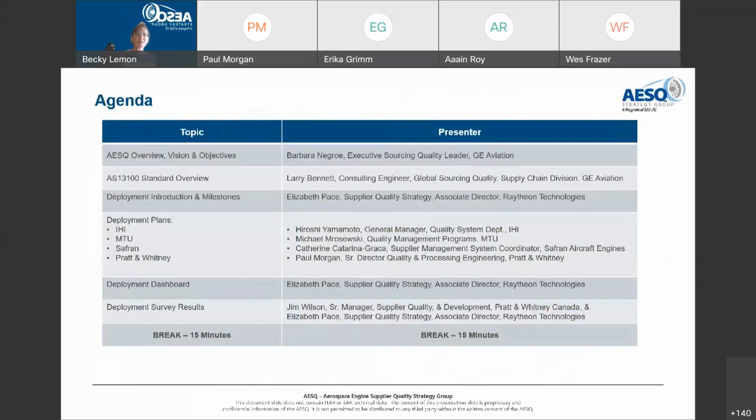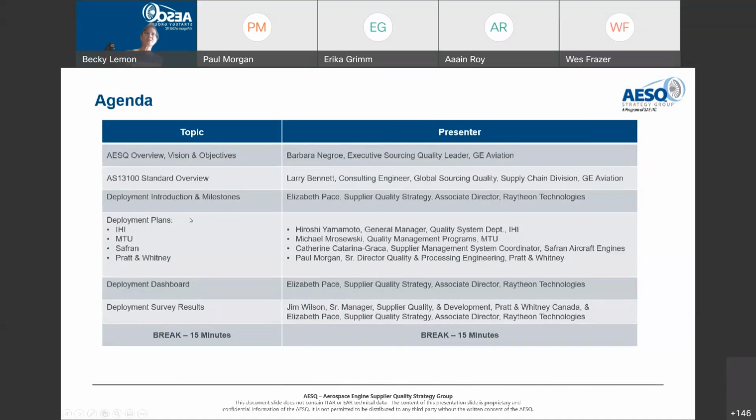Today's agenda is a packed agenda. We will be doing an AESQ overview, vision and objectives, presented by Barbara Negroe, Executive Sourcing Quality Leader at GE Aviation, followed by an AS13100 standard overview from Larry Bennett, Consulting Engineer, Global Sourcing Quality, Supply Chain Division, GE Aviation. Deployment Introduction and Milestones will be presented by Elizabeth Pace, Supplier Quality Strategy, Associate Director, Raytheon Technologies.